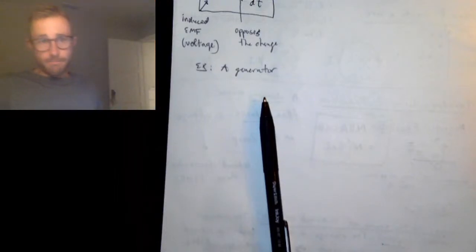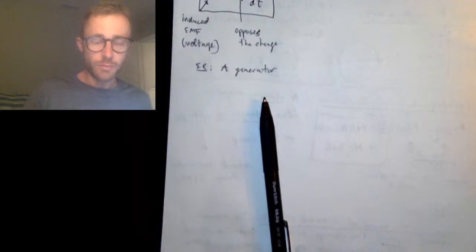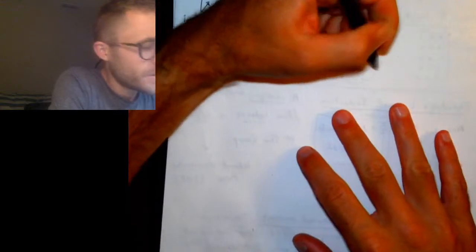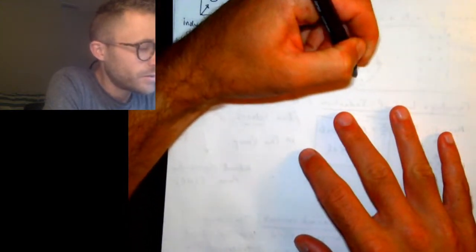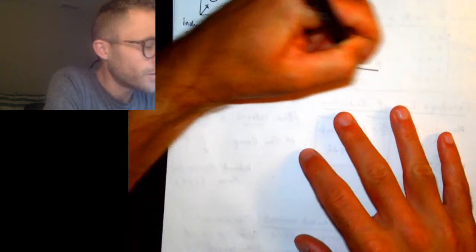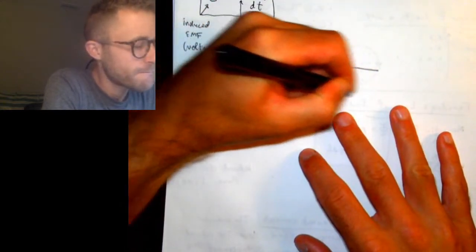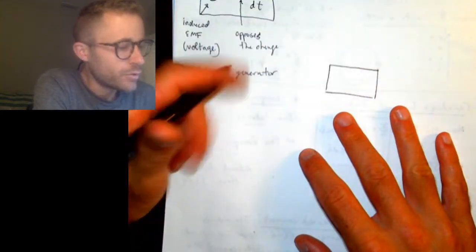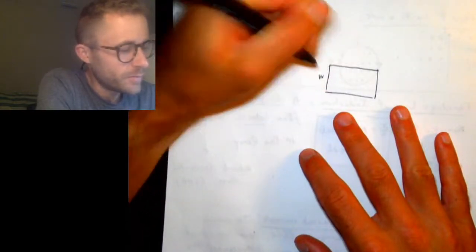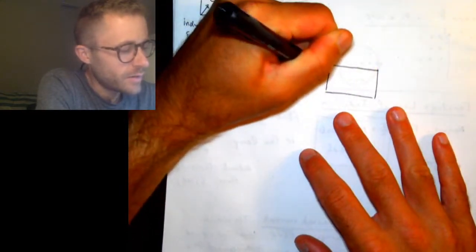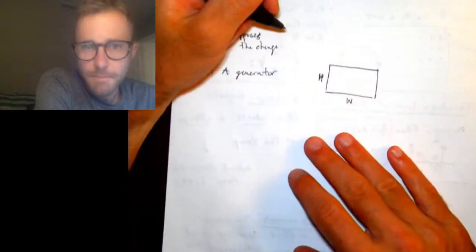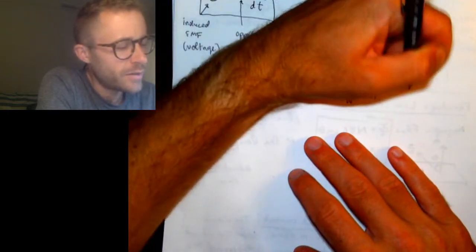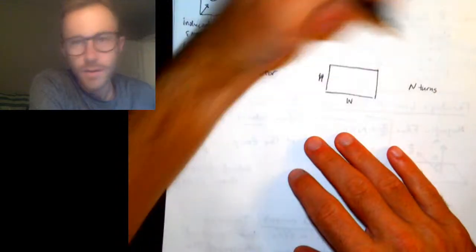So a generator. You might have a generator for when the power goes out. How does a generator work? Well, you have a loop. So let's say that it is a square loop. That loop has a height H and a width W, and it has n turns.